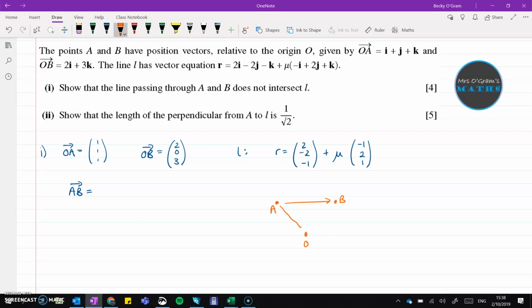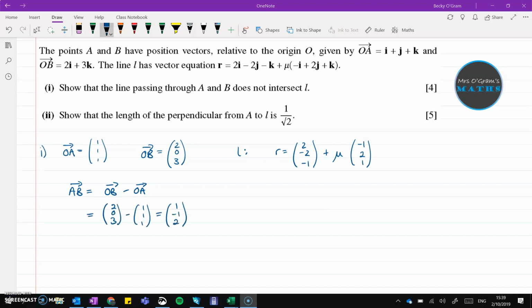First of all, we go from A to O, so we're going backwards along the vector OA, and then forwards on the OB vector. That is, do OB and then negative of OA, put them together, and we will end up with this vector of A to B. So then if we put the numbers into that, we get the vector AB.